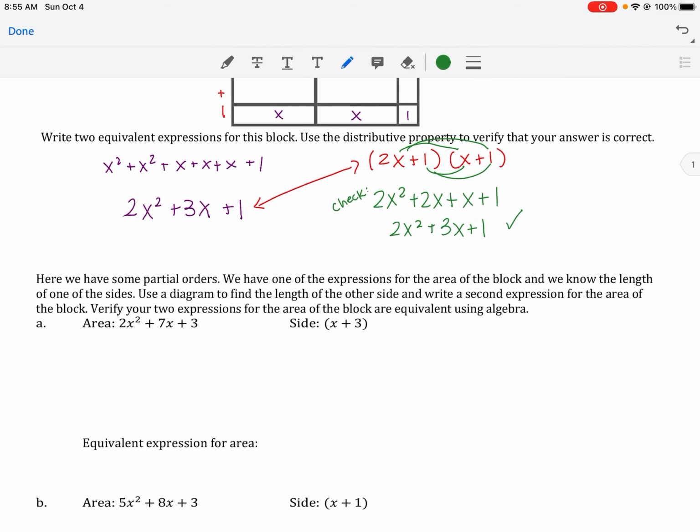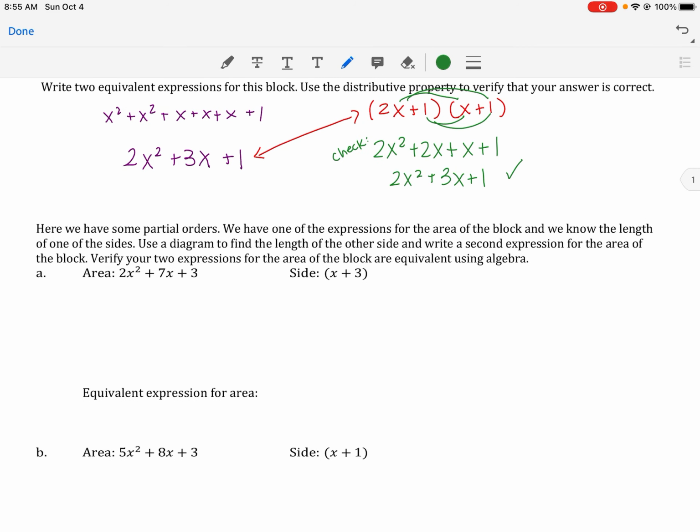Those are equivalent. So here we have some partial orders, and we have one of the expressions for the area of the block, and we know the length of one of the sides. Use a diagram to find the length of the other side and write a second expression for the area of the block. Verify your 2 expressions for the area of the block are equivalent using algebra.